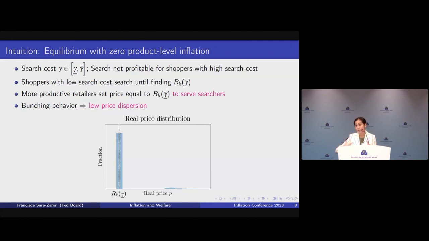Now, the retailers that are very productive internalize that these shoppers will be searching until they find this particular price. So if I am a very productive retailer, I will be charging this very low price only to serve searchers. Because if I set a slightly higher price, I am going to lose all of these customers that are only willing to pay a low price. And if I set a price that is slightly lower, I am not going to be attracting more shoppers.